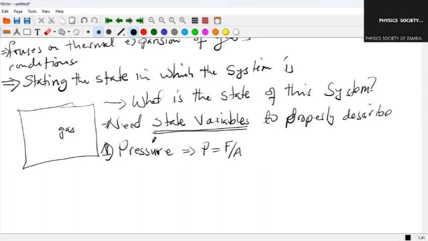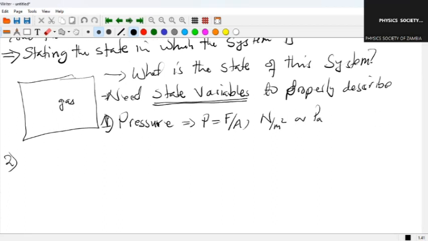So pressure is a state variable. The SI unit of pressure, as you know, is Newton per meter squared, or pascals, which are the units that we use to measure pressure. A second state variable that helps us understand the state of a system, and this happens even when we go to the hospital, when they want to determine the state in which you are in terms of health.